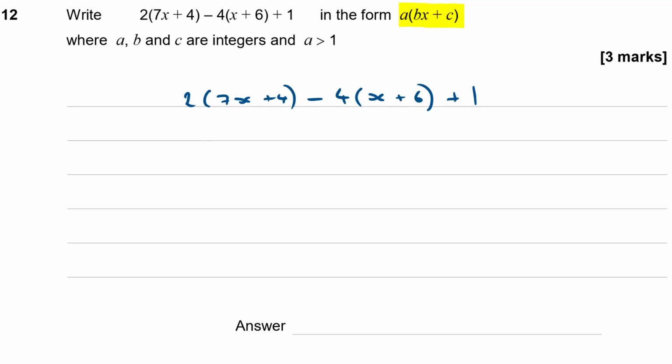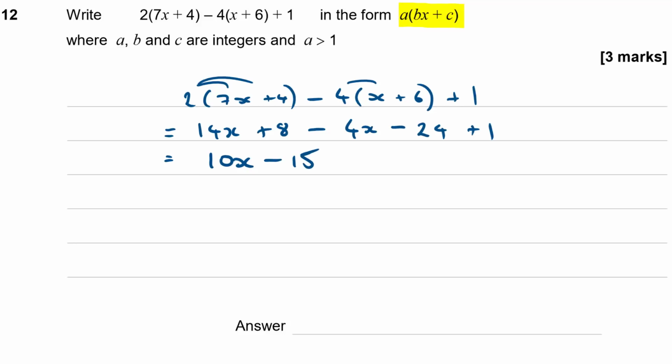Let's remove the brackets. So 2 lots of 7x is 14x. 2 lots of 4 is 8. Minus 4 lots of x, which is minus 4x. Just take care with the minus signs here. I've got minus 4 lots of 6, so that's going to be minus 24 plus 1. So collecting up the like terms now, I've got 14x minus 4x, which is 10x, and I've got 8 subtract 24 plus 1, which gives me a negative 15. So subtract 15. Okay, so you can see here I've got 10 and 15.